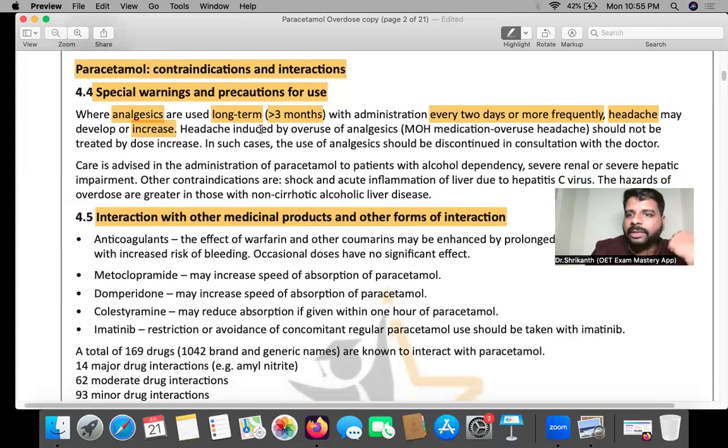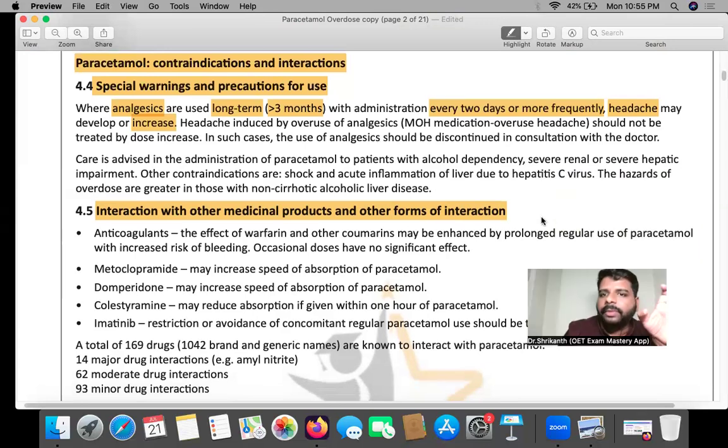Viral condition. In which viral condition should you not give paracetamol overdose? Now see over here, care is advised in the administration of paracetamol to patients with alcohol dependency, severe renal or severe hepatic impairment. Impairment means what? Damage. Other contraindications are shock. That means if a patient is suffering from shock, patient is suffering from acute inflammation of liver due to hepatitis C virus. Okay, the hazards of overdose are the hazards. Hazards means what? Dangerous. Okay, that it is a very dangerous situation.